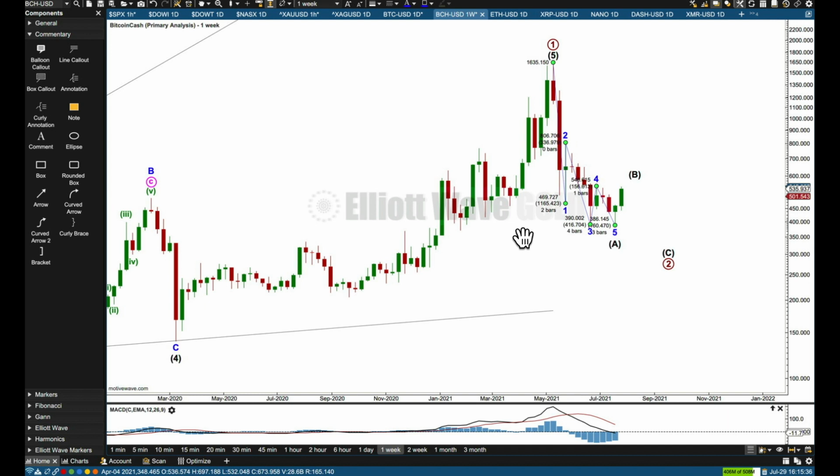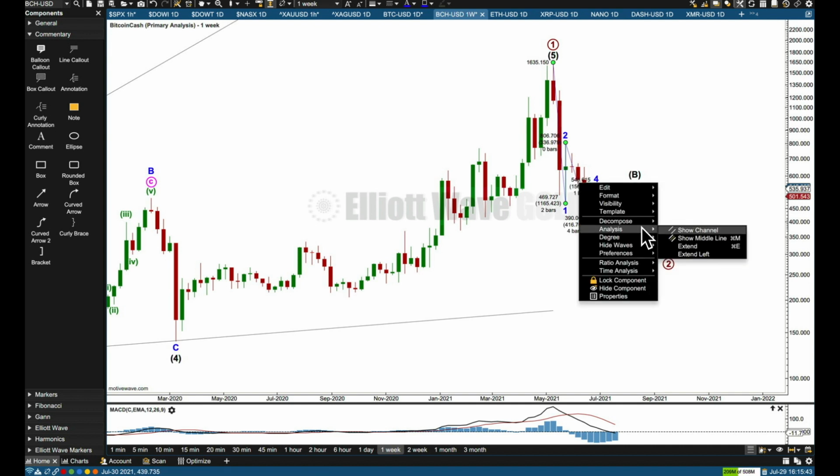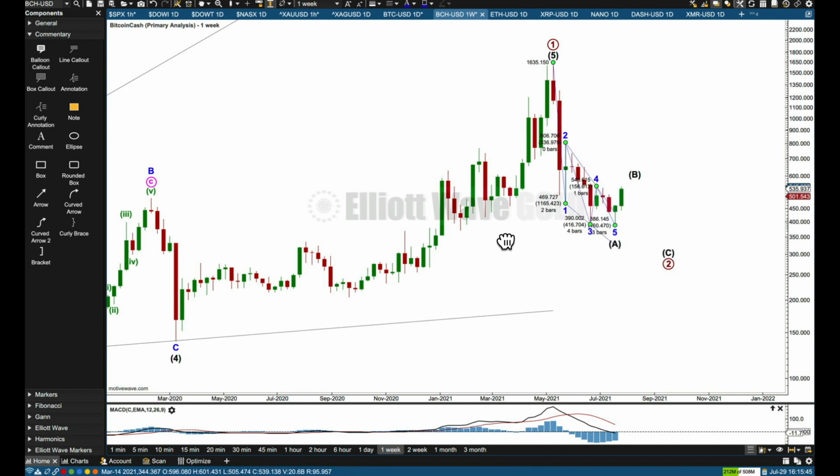Okay, 3 is shorter than 1, 5 is shorter than 3, 4 is shorter than 2. This could be a leading contracting diagonal, but the trend lines must converge. Oh, that looks terrible. They do converge, but this trend line here is not adhered to, and if I put that there, it is adhered to.